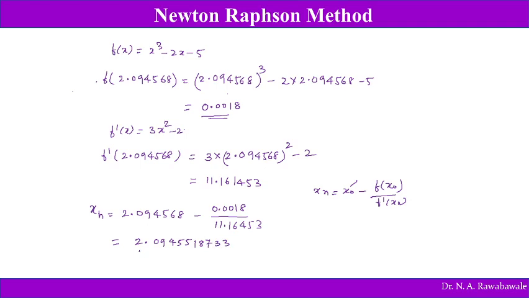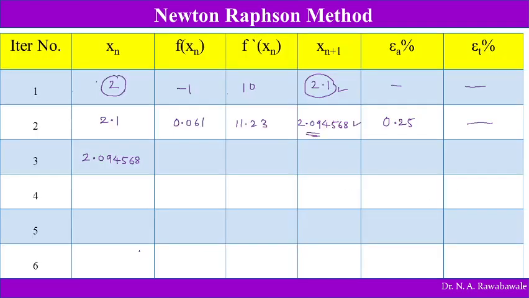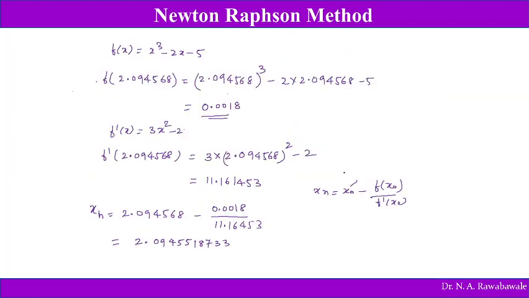So now this is the value. We can substitute it in this table. So by substituting this value in the function, we get 0.00018 as the function value, and the derivative of that function is 11.161453, and the revised value of approximation we are going to get as 2.09455187. Now we can get the approximate error here. Approximate error we can find.